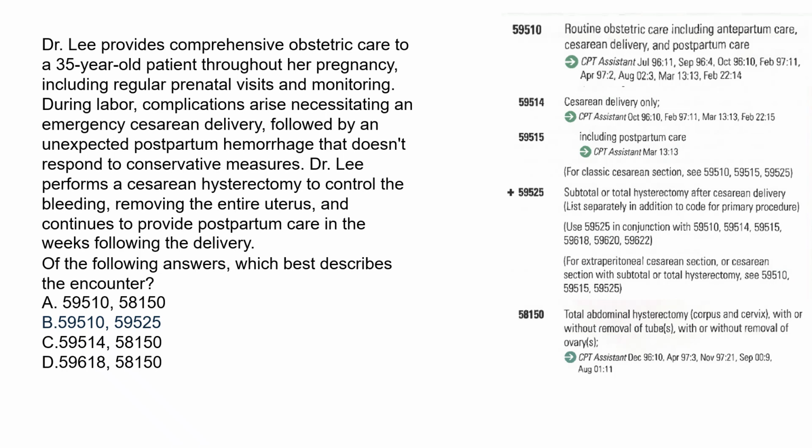So we will require code 59510, and it takes care of the cesarean delivery. But there is a cesarean hysterectomy that has happened too, for which we will have to come here, and whether it was a subtotal or total doesn't matter. But if the hysterectomy happened after the cesarean delivery, then we have to pick up the code 59525. And let us see then what the answer is.